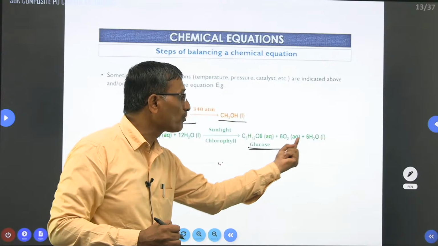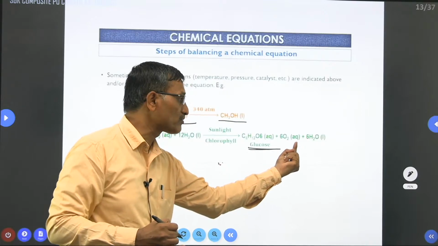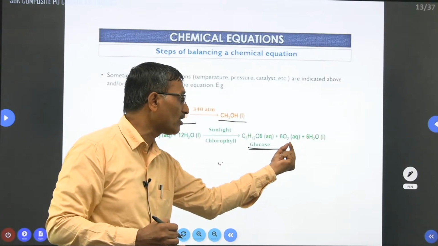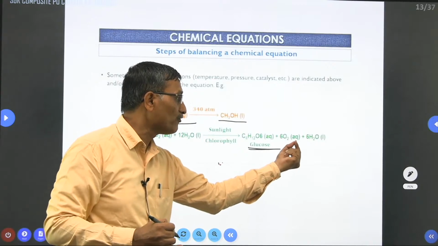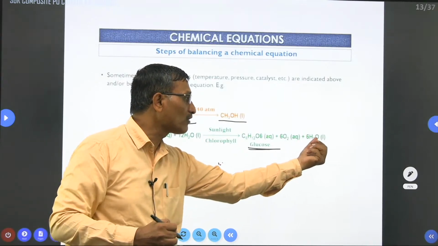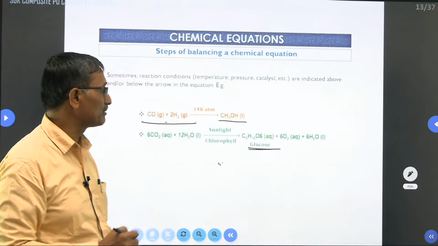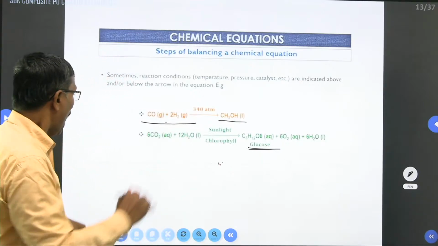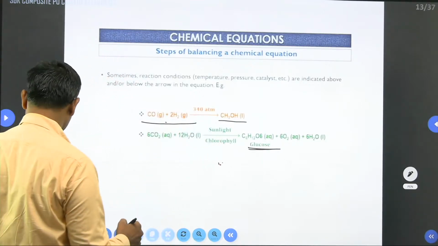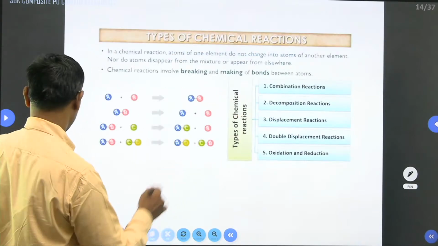Here we wrote O2 plus water. This is aqueous, meaning some moisture will be there. It is not a dry oxygen gas, it is wet. That was aqueous, along with water, that is represented.